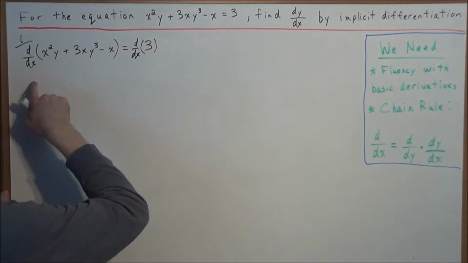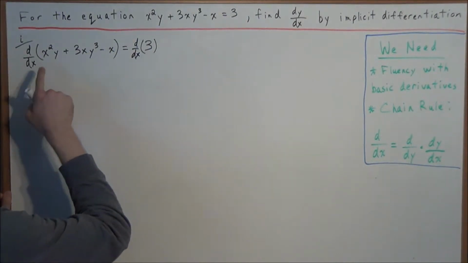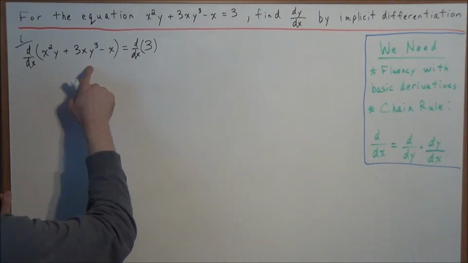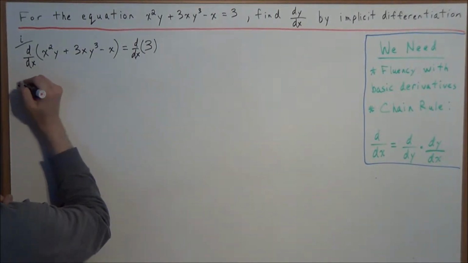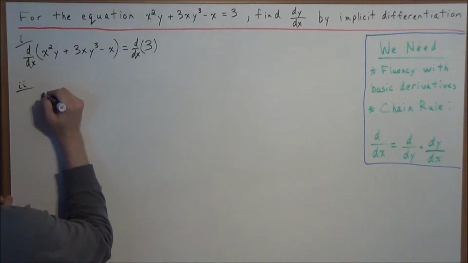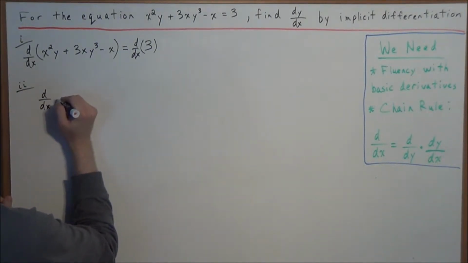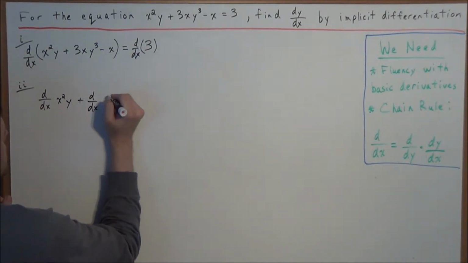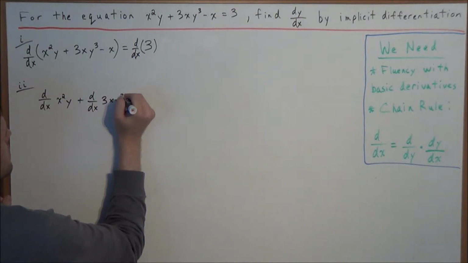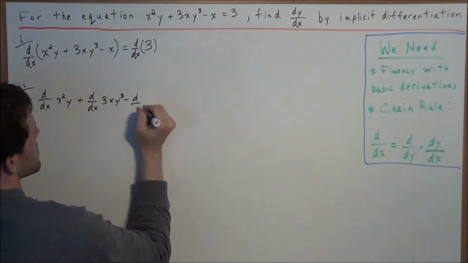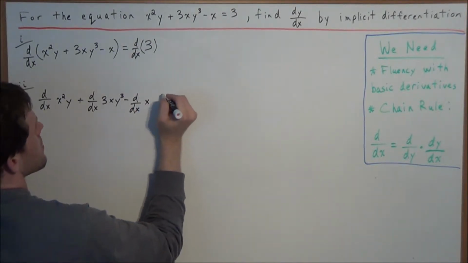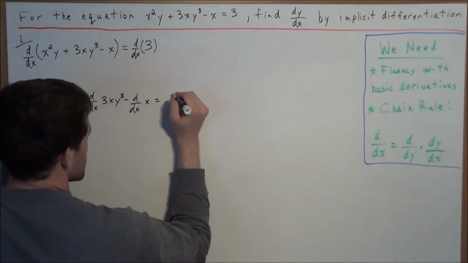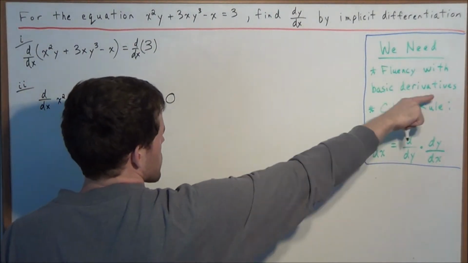So now think of this as a distributive law problem, where we could take the derivative with respect to x of each individual piece, x squared y, 3xy cubed, and minus x. So in the next line, we could restate this problem as d/dx of x squared y plus d/dx of 3xy cubed minus d/dx of x equals, and now the derivative with respect to x of 3 equals 0 because the derivative of any constant is equal to 0. This is where that fluency with basic derivatives comes in.